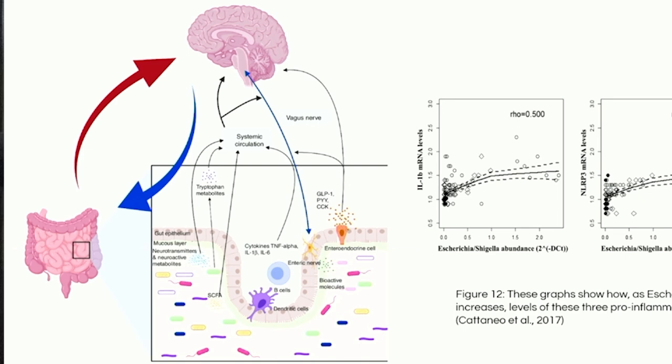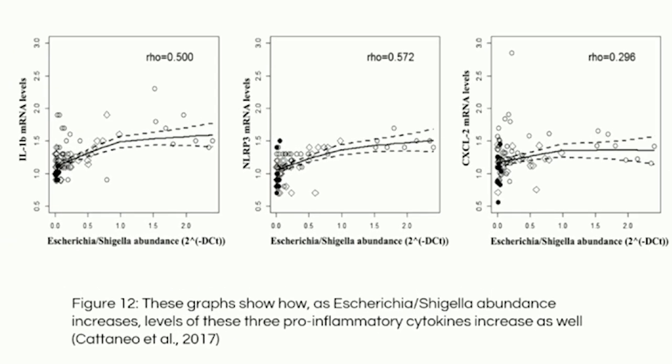These graphs here were from a study where they looked at pro-inflammatory bacteria, and you can see on the x-axis, you've got Escherichia Shigella abundance. And so with increased abundance, these 3 separate inflammatory cytokines all increased. So it's showing that as Shigella increases in abundance, inflammation increases as well.